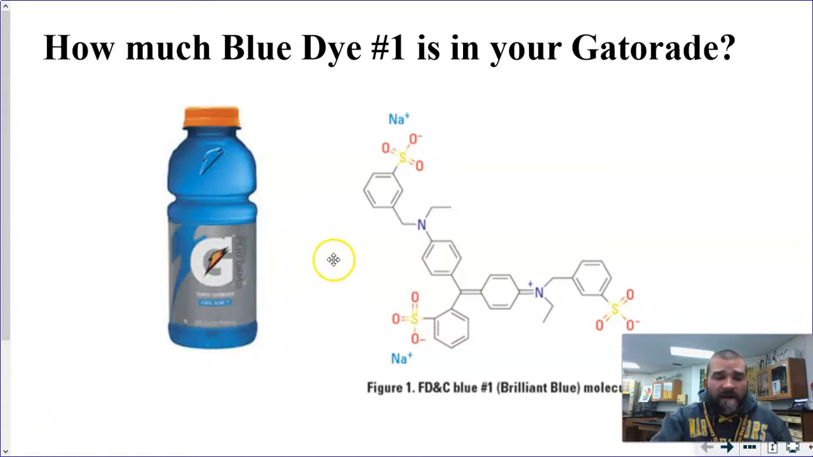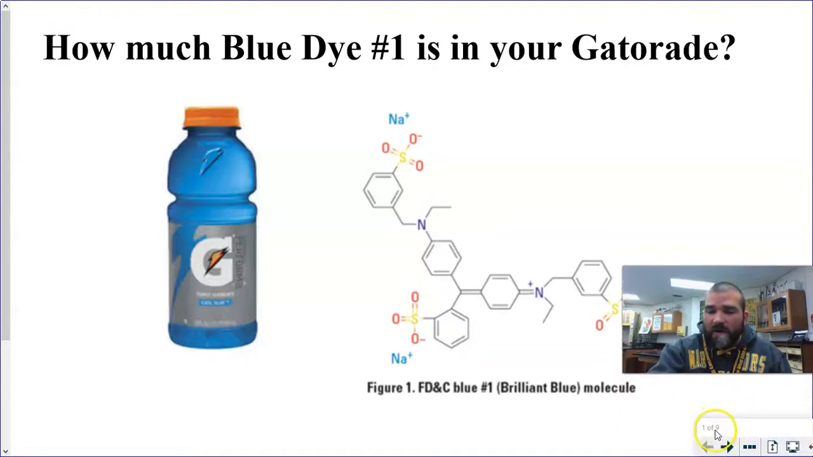So the goal for today in this lab is to figure out how much blue number 1 dye is in Gatorade. And the formula for blue number 1 dye is this thing. Kind of crazy, it's this big, huge molecule. There are negatively charged regions here, a sulfur with oxygens. This is called a sulfate or a sulfite group. And there are sodium ions as well. It's basically a salt, this huge, massive salt compound with cations and negatively charged anions. You'll see there's a plus charge here, a minus charge here. It's complicated, right? That is the blue dye molecule that's in food.